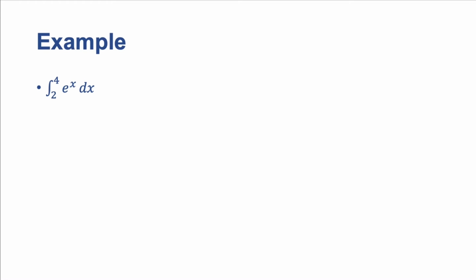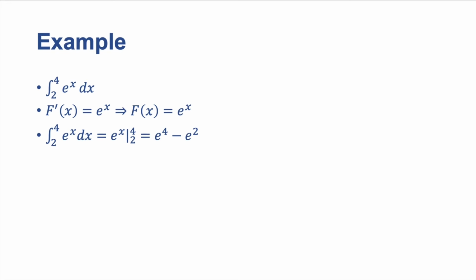So now I need to evaluate that between 4 and 2, or 2 and 4, sorry. So we're taking the integral between 2 and 4 of e to the x dx, and that's going to be equal to e to the x evaluated between 2 and 4. So I take e to the 4, then I take minus e to the 2, and that is our final answer. We have an exact answer for the area under the curve between our intervals.